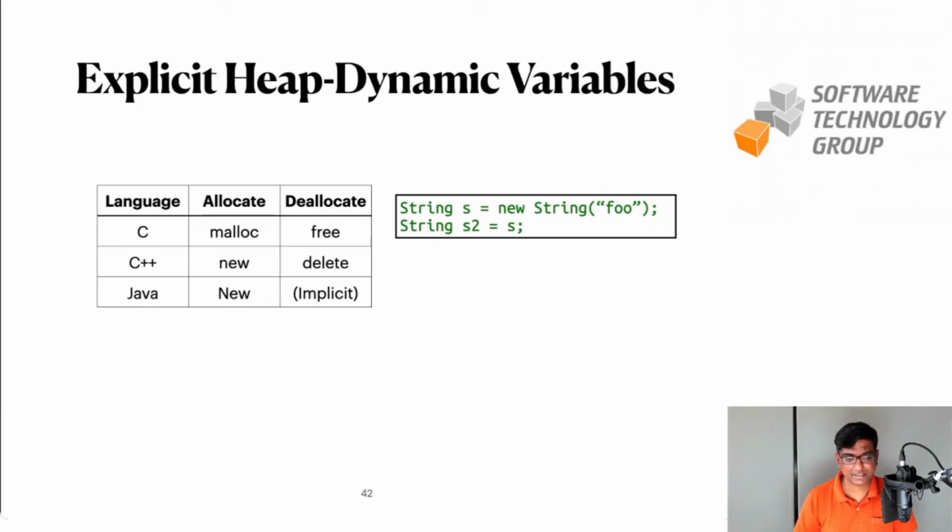These are some examples of how heap variables are assigned, allocated and deallocated based on different languages. In C, you would use malloc to allocate, free to deallocate. In C++, you would use new to allocate and delete to deallocate. In Java, again, you would use new to allocate as the example shows, but the deallocation is implicit because Java has a garbage collector which takes care of everything.